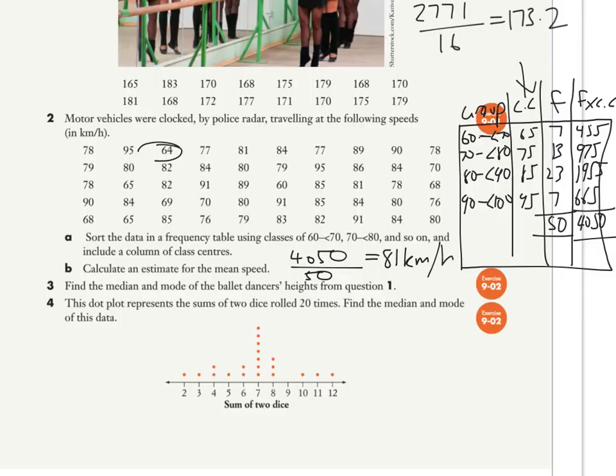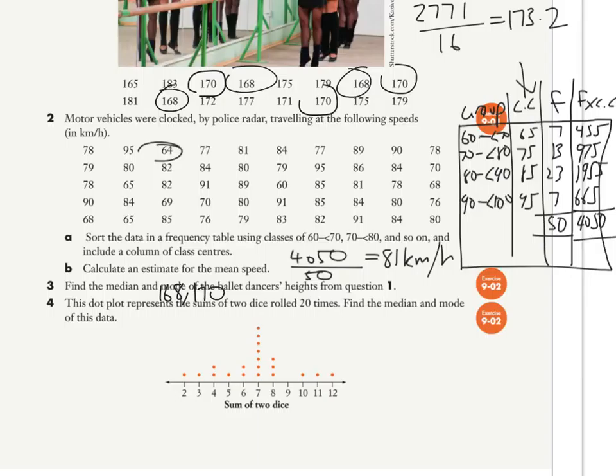Now, the median and the mode for the ballet dancers from question 1. So the mode, the most common, and we see that we've got 170 occurring 3 times, and 168 also occurs 3 times. So both of those will be the mode. So 168 and 170.